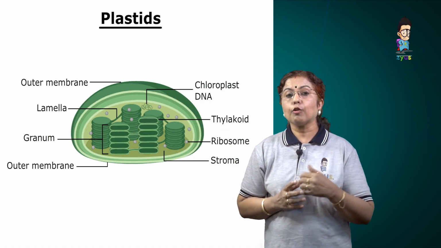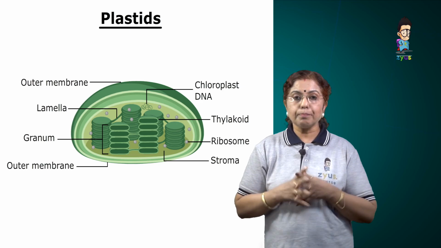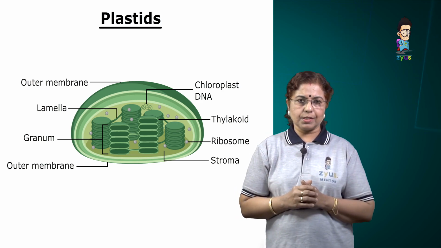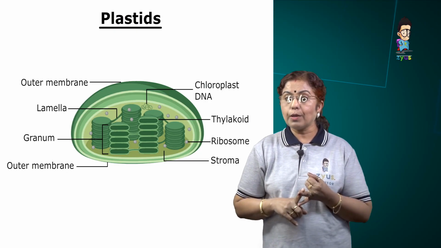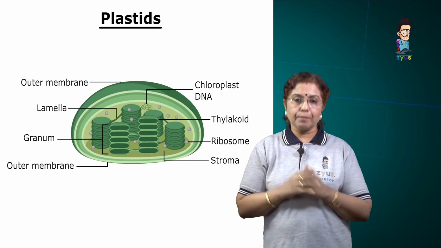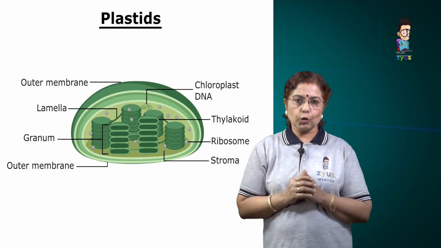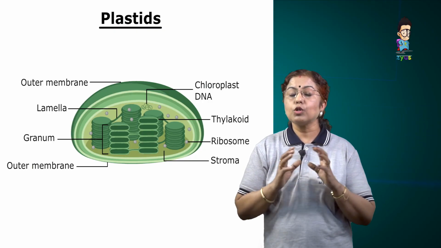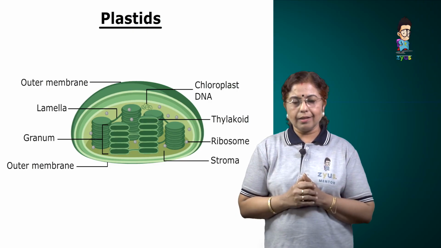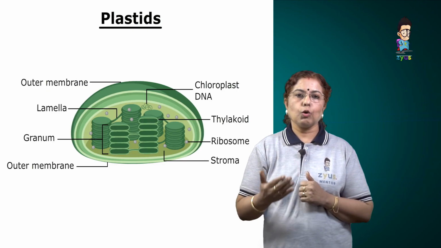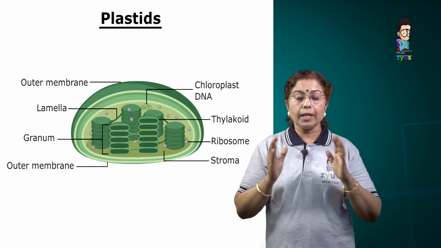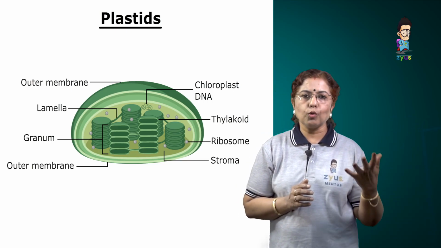And plastids are of three types. Based on the pigments present in them, plastids are divided into three types: chloroplast, chromoplast and leucoplast. If the plastid has a green coloring pigment, it is known as chloroplast. You can see most of the parts of the plants like leaves and stem is green in color due to the presence of chloroplast.